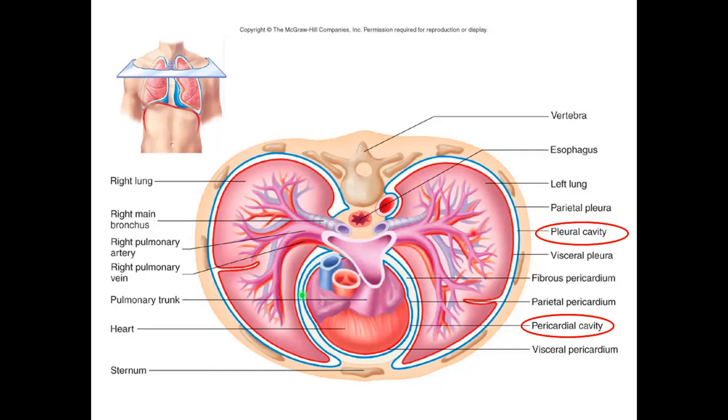Take a look at the heart. So the heart is in its own little cavity, right? The pericardial cavity. And then the lungs are in their own little cavity, the pleural cavity. This region right here, if you look at the picture on the top left, is called the mediastinal region. And so the heart sits in its own little region called the mediastinal region.